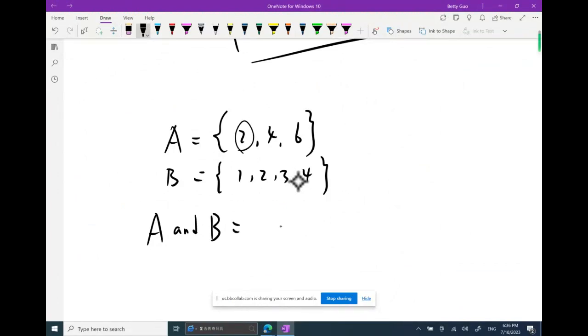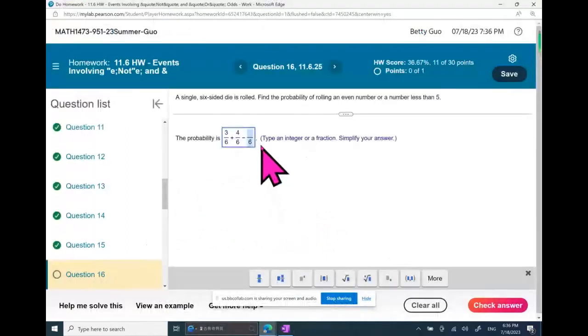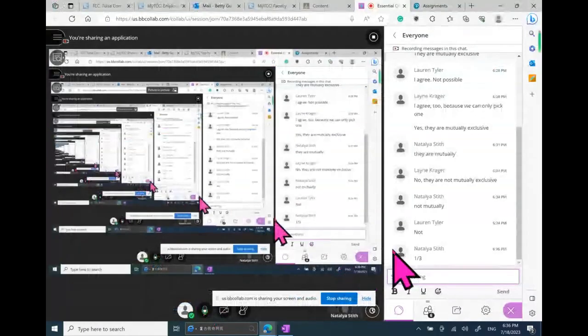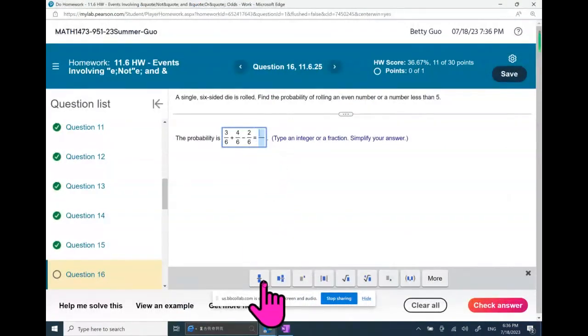A and B would be 2 and 4, right? You see that? A and B would be that subset, 2 and 4. So the probability of A and B would be 2 over 6. So that is a straightforward application of the formula, right? Oh, okay. So let's see if we have 1/3. Or many times I do this.